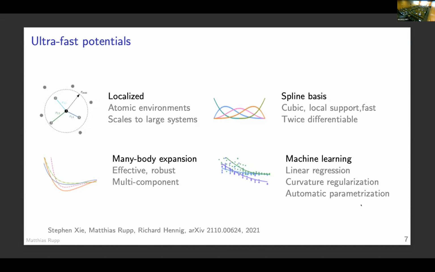Of course, we pay a price for that. In principle, we cannot learn every possible mapping, but we gain a lot in robustness, for example, and interpretability, as we'll see in a moment. Okay, so that's the core idea.